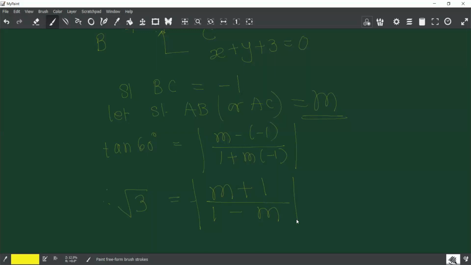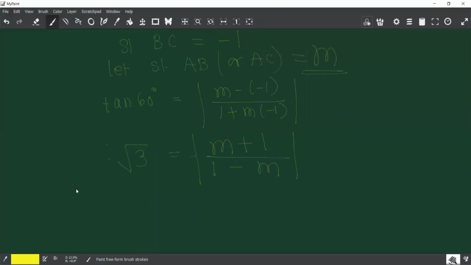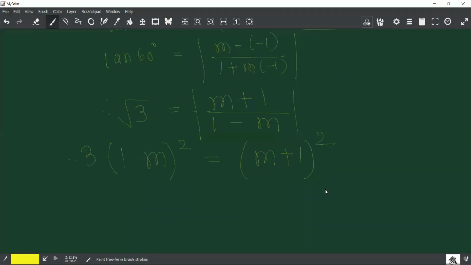चाहिए तो तुम लोग स्क्वायरिंग एंड क्रॉस मल्टीप्लाइंग भी कर सकते हैं, या एक साइड लेके जो रैशनलाइज, आई हैड रैशनलाइज इट लास्ट टाइम ना. So let's square and cross multiply 3 into 1 minus m the whole square. Last time मैंने plus minus लेके किया था, इस बार हम लोग अलग से करते हैं. So we will be all proof. Correct?